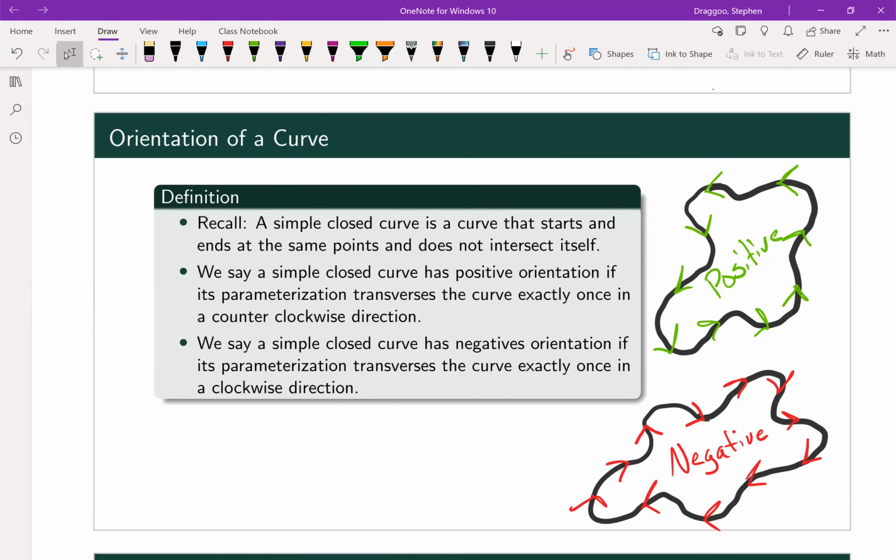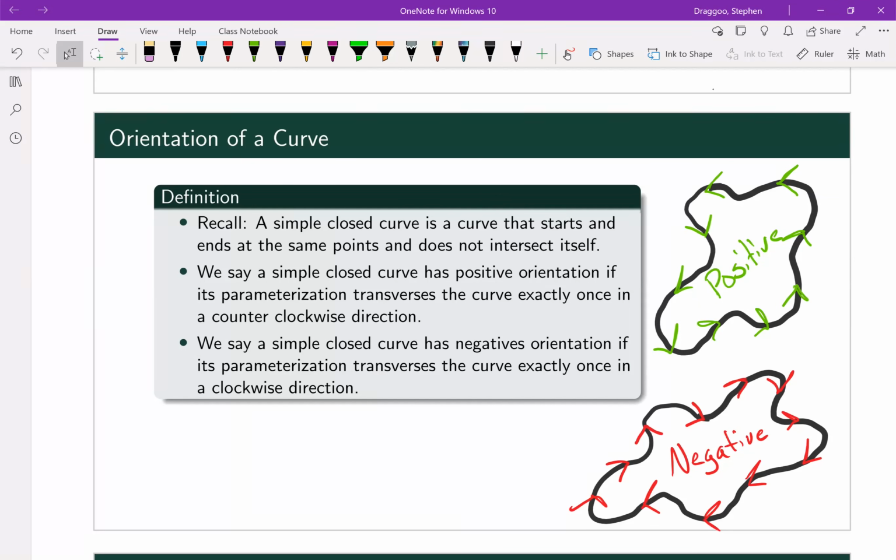First, recalling that a simple closed curve is one that starts and ends at the same point and does not intersect itself. Two examples of simple closed curves are given to the right, as well as the two orientations that we're going to talk about. So simple closed curve is the review part. The new part is going to be its orientation. So we're going to define two different directions, positive and negative.